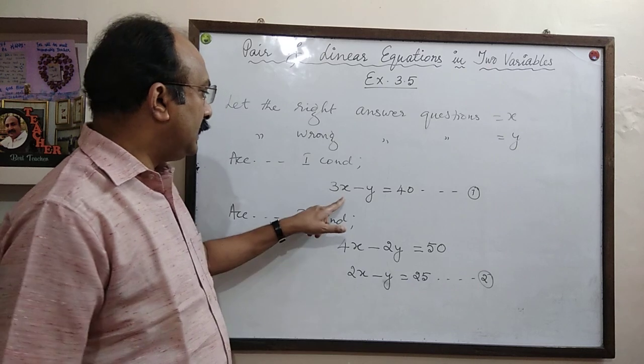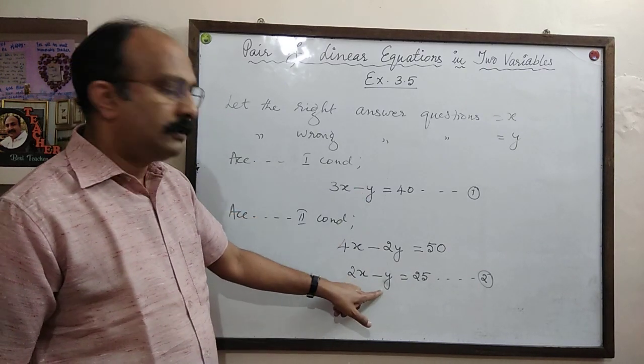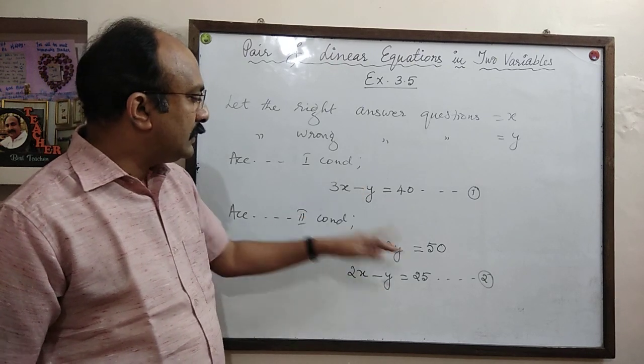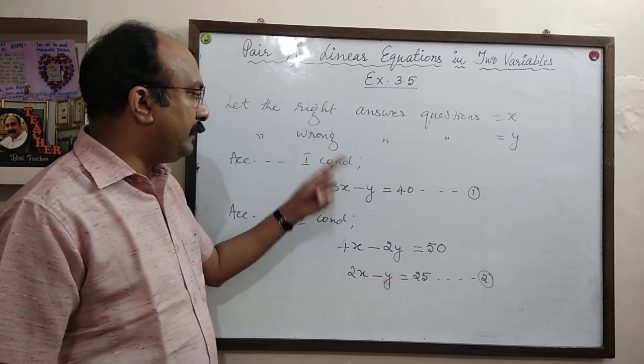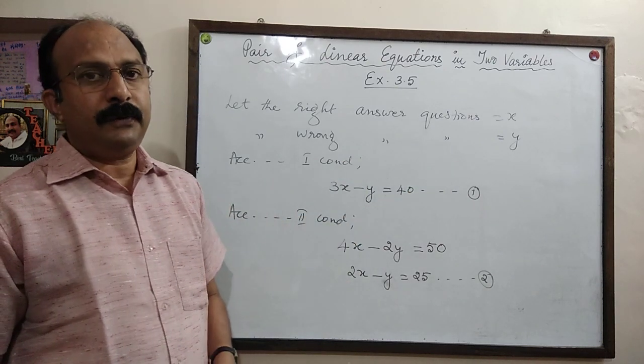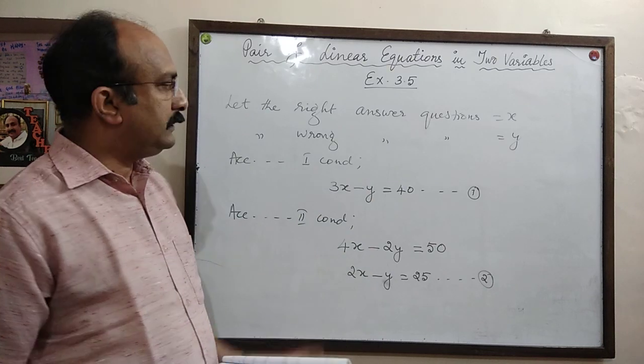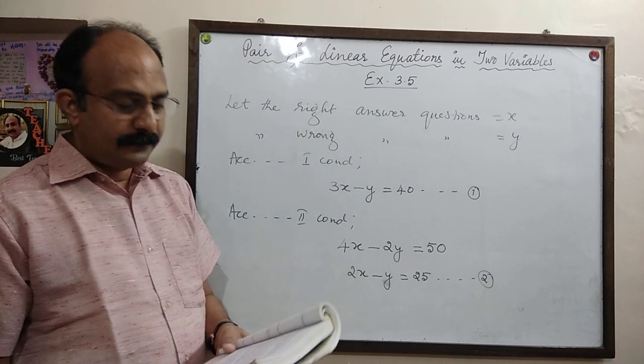Now you can see in both the equations, here also there is minus y, here also there is minus y. So subtracting equation 2 from equation 1, y and y will get cancelled and solve it further. So this is question number 3. This is also an important type question.